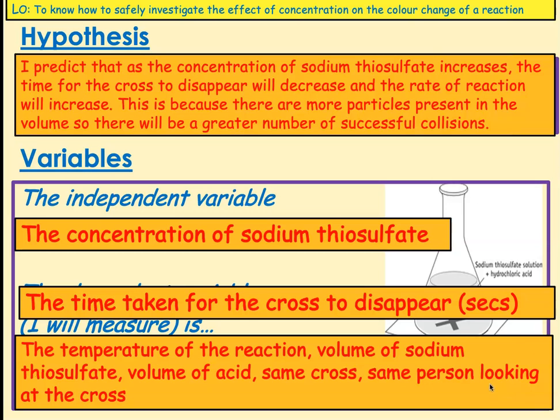We're going to keep the cross the same, because if you can imagine, if we have a really big black cross, it's going to take a lot longer to see it disappear than a little faint pencil cross. So we have to keep that the same for every concentration, and keep the same person looking at the cross, just to make this as valid as possible so they've got the same eyesight.